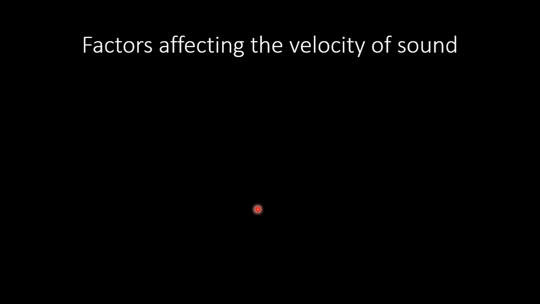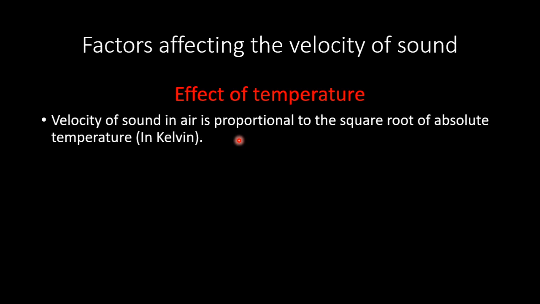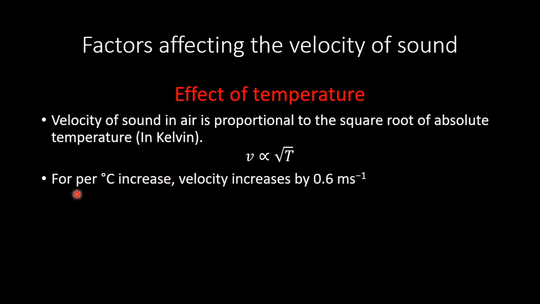Now we will understand the factors affecting the velocity of sound. At first we will discuss the effect of temperature on the velocity of sound. The velocity of sound in air is proportional to the square root of the absolute temperature that is expressed in Kelvin. That means the velocity in air is proportional to the square root of T. For per degree Celsius temperature increase, the velocity increases by 0.6 meter per second.